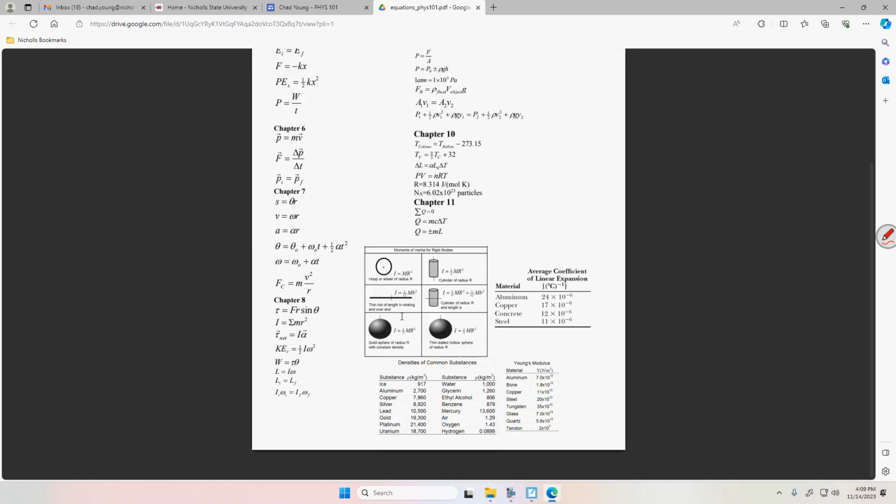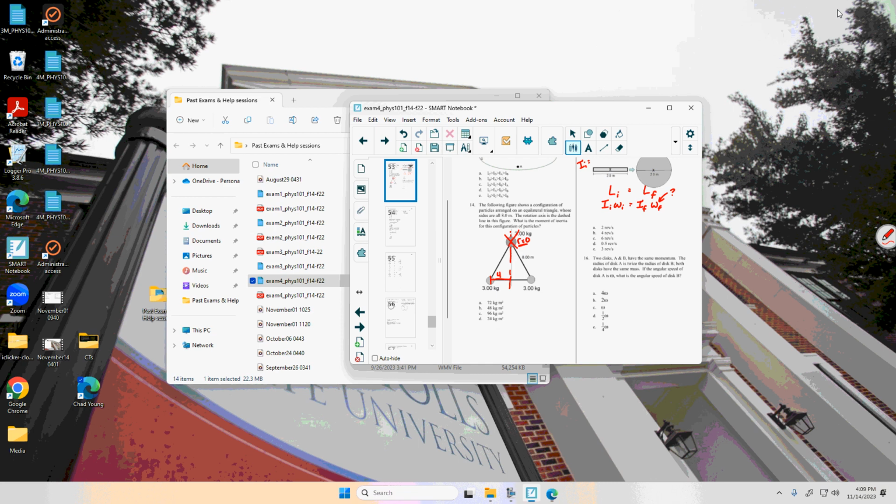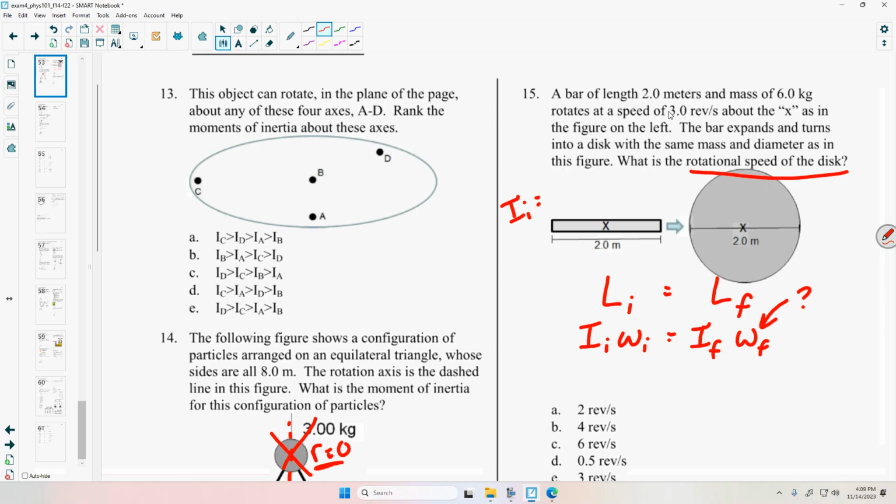So it's the bar right here, this 1/12 m b squared. Remember, b is that length. So it's going to be 1/12 of m, which was 6 kilograms, times 2 meters squared. 6 times 4 over 12, that's 2. So I initial is 2 kilogram meters squared. Omega initial is 3 revolutions per second. You do not need to convert that to radians per second.